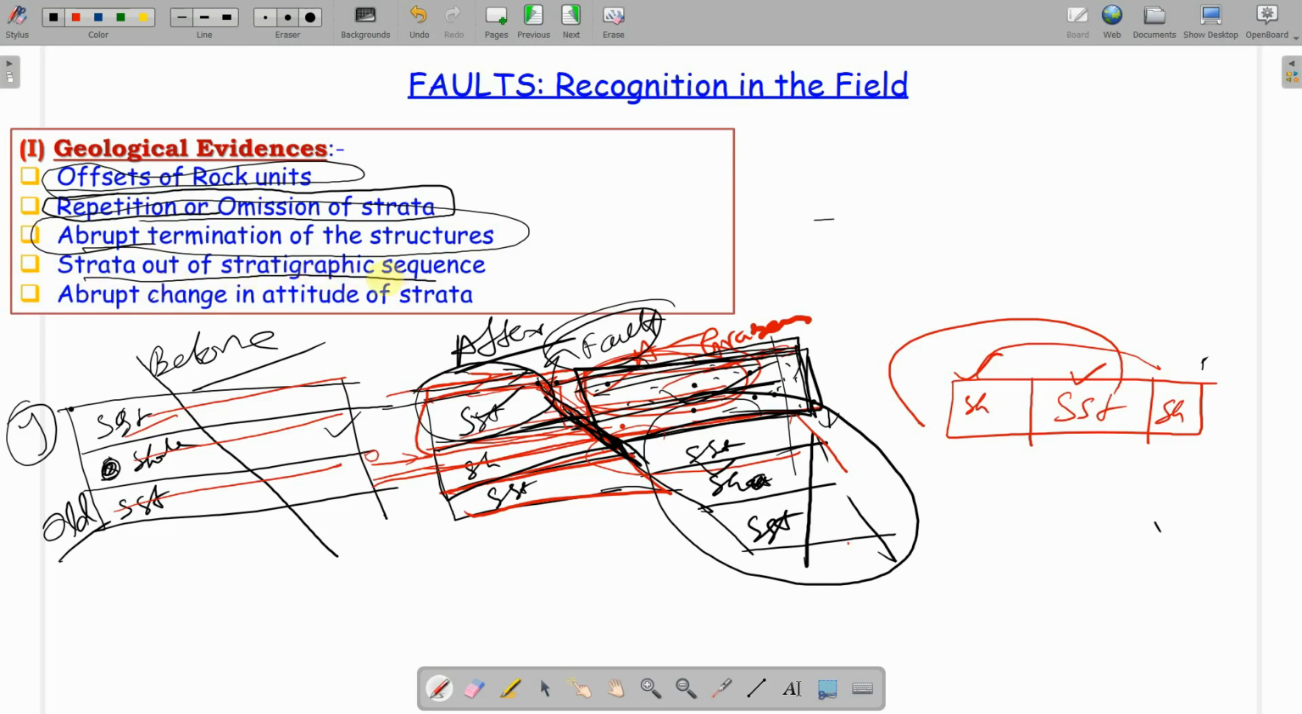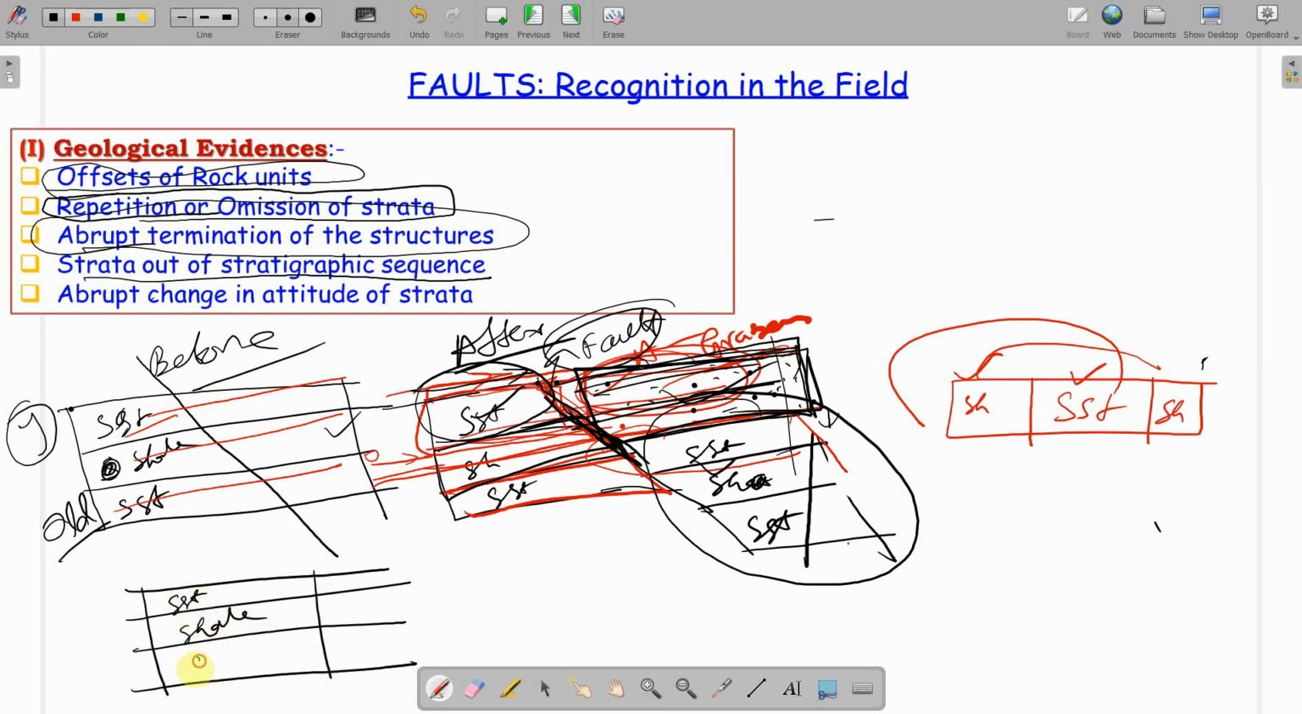Now, strata out of stratigraphic sequence. What do you mean by that? What is a stratigraphic sequence? It means the arrangement of the sedimentary layers, layer after layer, is called the stratigraphic sequence. Suppose at the top layer you have sandstone, then you have shale, then you have limestone. This sequence is called the stratigraphic sequence. If you dig a borehole here, like a geological drilling, then you will have this structure: at the top you have the sandstone, then the shale structure, then the limestone structure.